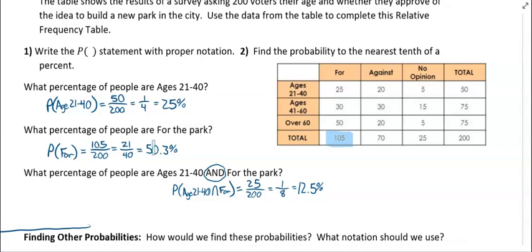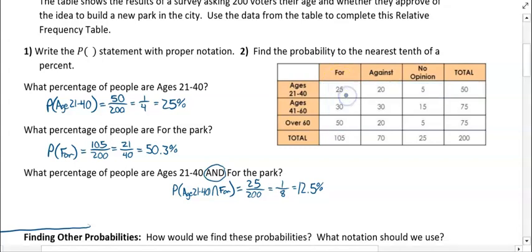Okay. And then lastly, we have a joint probability here because it's saying they are ages 21 to 40 and for the park. So here we're looking at the intersection of this group of ages 21 to 40 and this group who are for the park, and that intersection lies right here with those 25 people. So we have 25 out of 200, which is 12.5%.